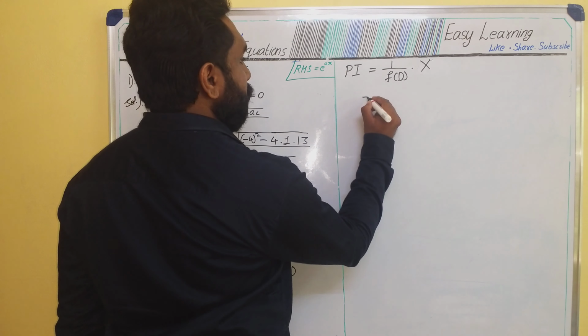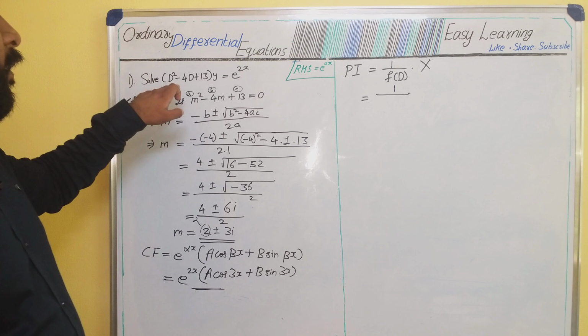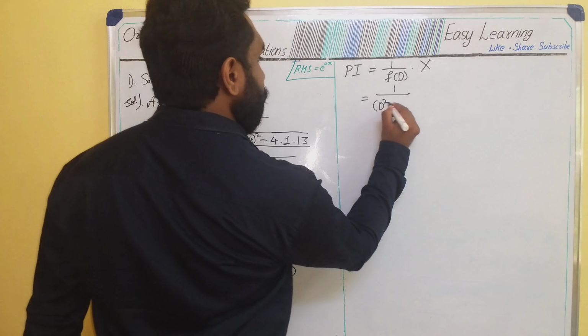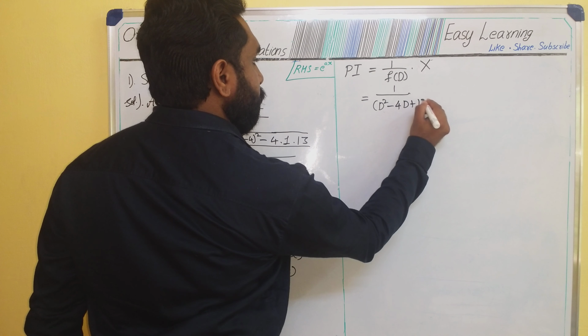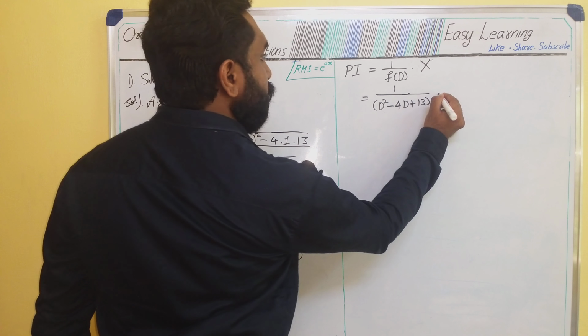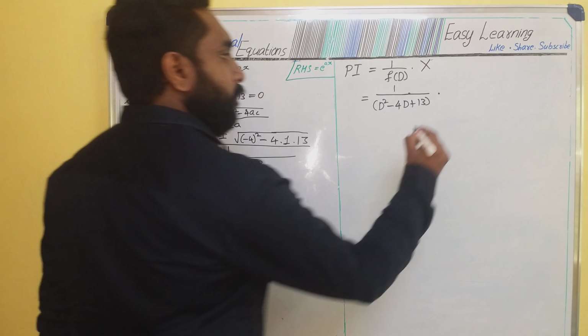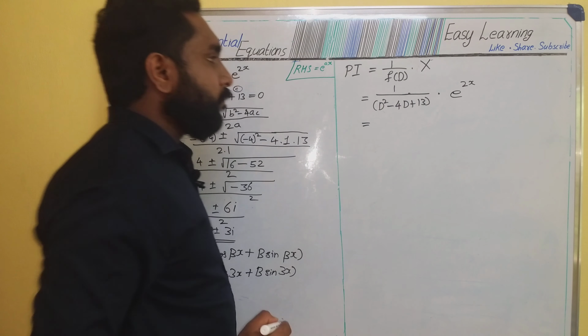So let's substitute the values. 1 by f of d. f of d is the value in the left hand side. So that is d square minus 4d plus 13 into capital X. Capital X means the right hand side, that is e power 2x. So let's solve.